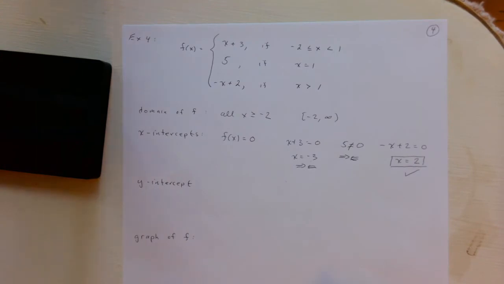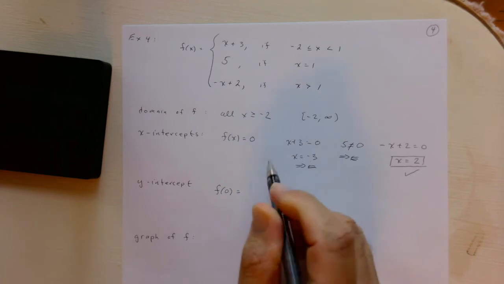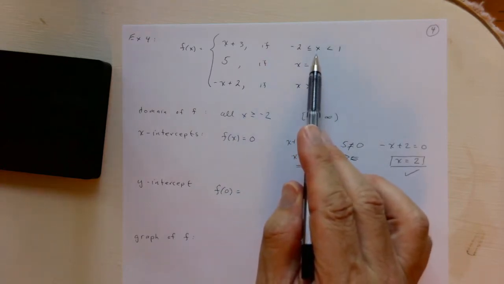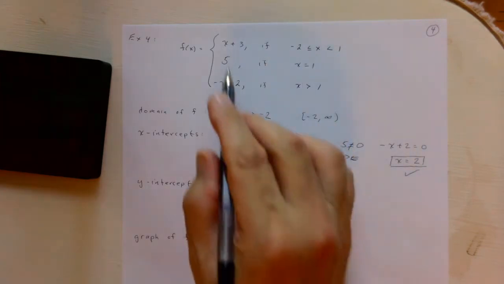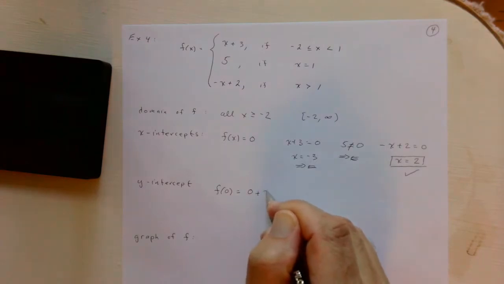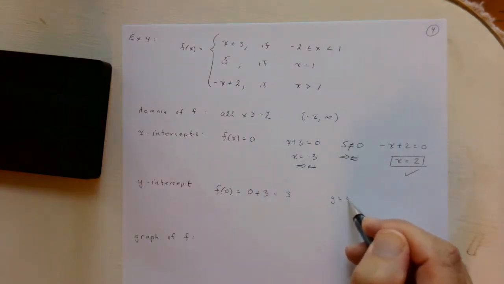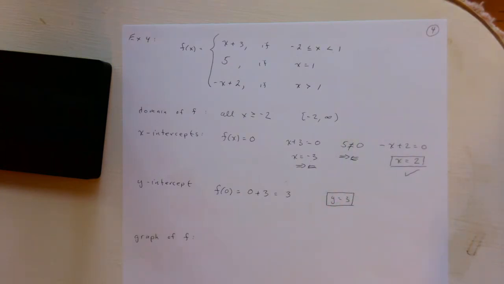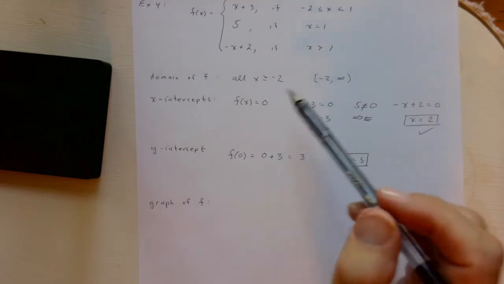Okay. For the y-intercept, that's always just whatever f of 0 is. When x equals 0, 0 is between -2 and 1, so we use this rule, so this would be 0 plus 3, which is 3. So y equals 3 would be the intercept there.